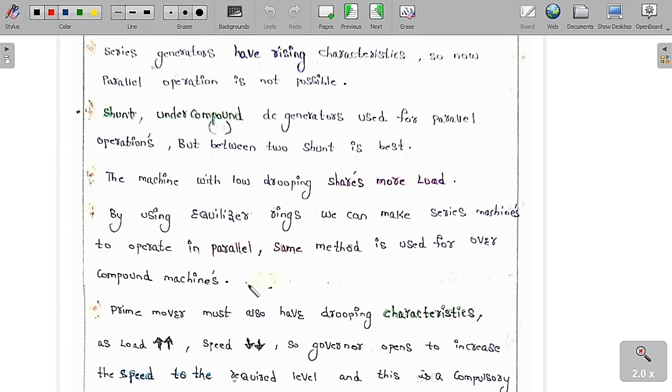By adding the equalizer rings, we can make the DC series generators and the DC over compound machines operate in parallel. Because they have rising characteristics, they are never normally used for parallel operation, but we can use them if we add extra equalizer rings. By using equalizer rings, we can make series machines operate in parallel. The same method is also used for over compound machines.